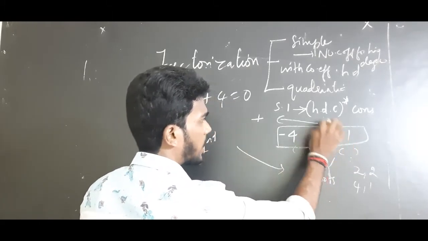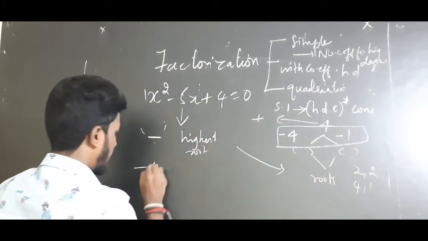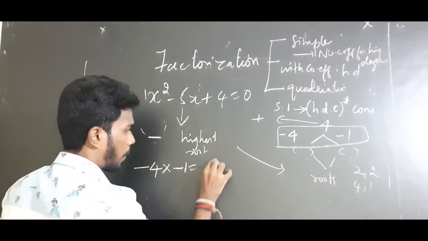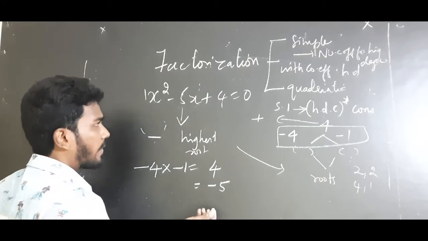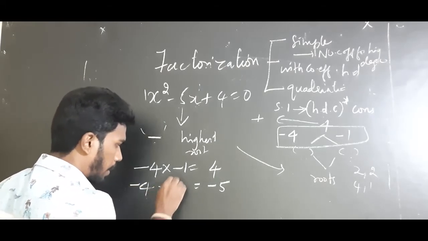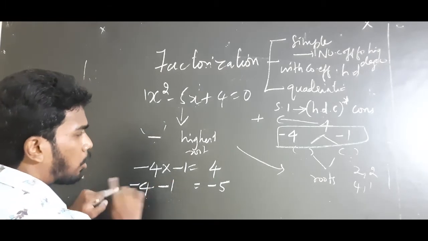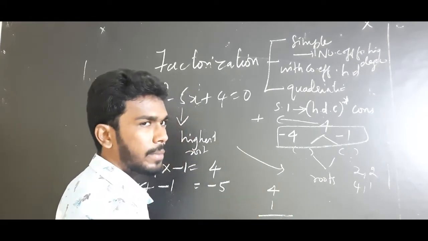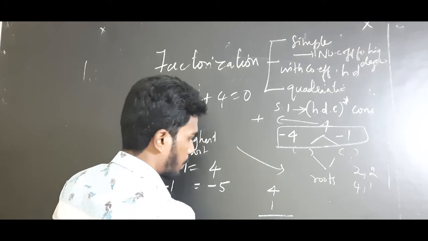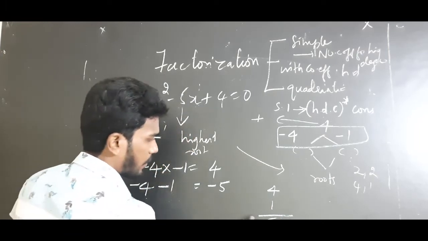Minus 4, minus 1 gives a positive result. To make it as minus 5, how will I do it? Minus 4, simple minus 1. Both are negative, which means the first number is the highest number, the lower number follows. Both are negative means the operation is addition, and the sign is negative.